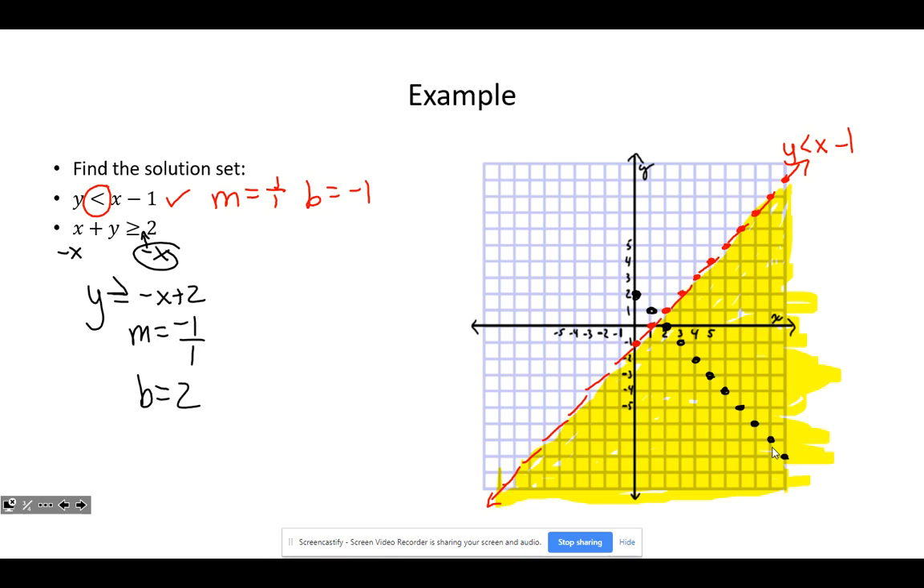This will be a solid line since there is a bar underneath that sign. Please make sure you're using a straight edge when you're doing these. I need to label it with my original, and greater than or equal to is telling me to shade up. This, I'll use my blue highlighter.